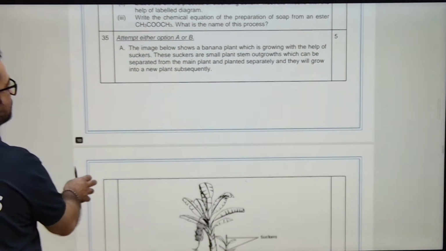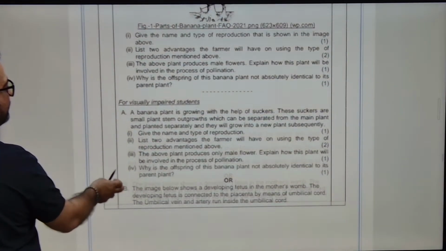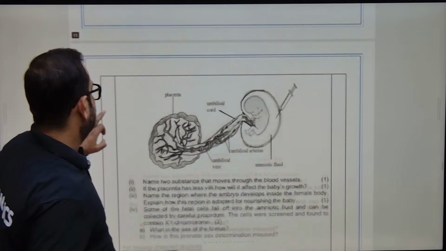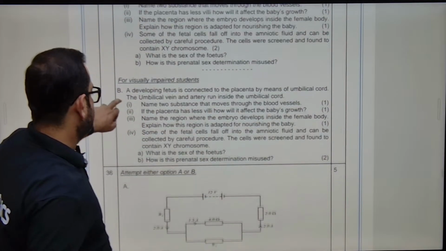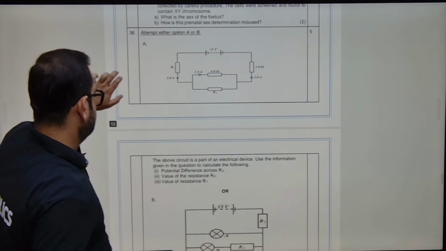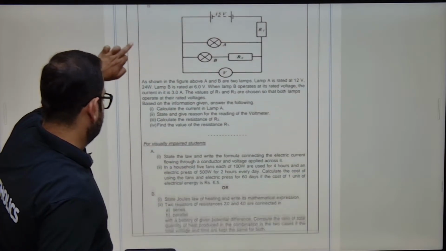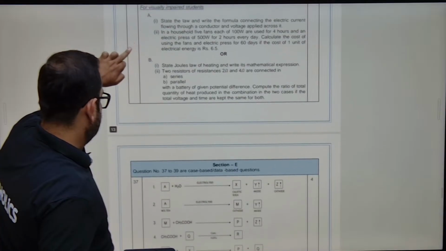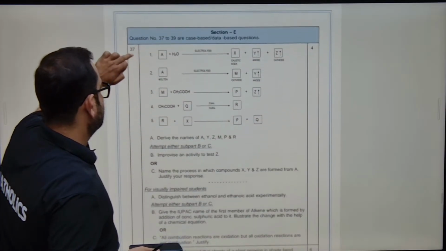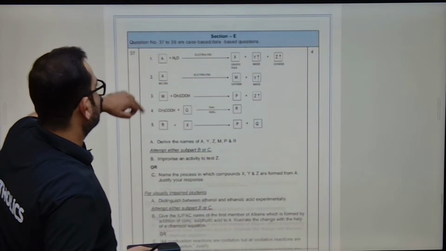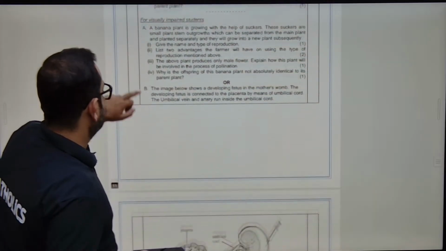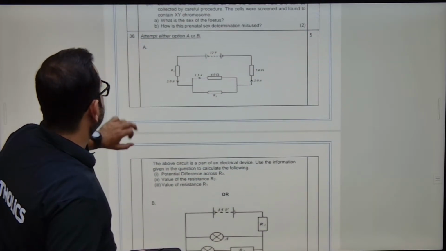35th, attempt the image below, this is biology, you can just read. You must be having the PDF for answers. Okay, this also we can do. Question number 36. Question 36 we can also do. Section E also we can do. Yes, so easily. Okay, let's do these questions. 3 questions first. Question 33 and question 36.